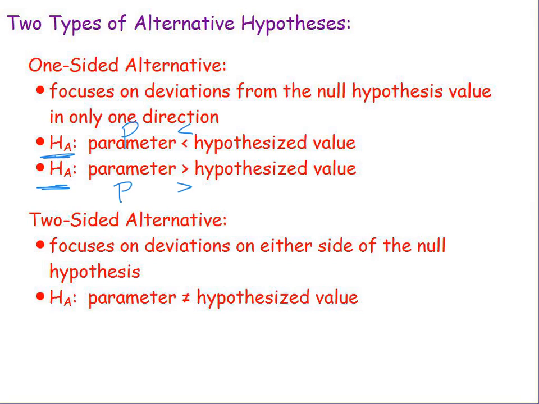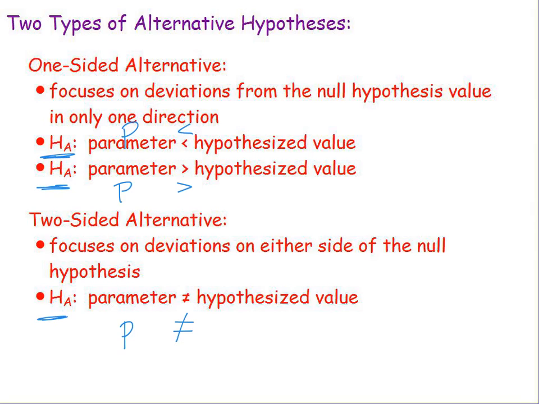A two-sided alternative basically puts both of the one-sided together. It focuses on deviations on both sides, lower and higher. The way we would write this is H sub a for the alternative hypothesis: the parameter is simply not equal to the original hypothesized value.